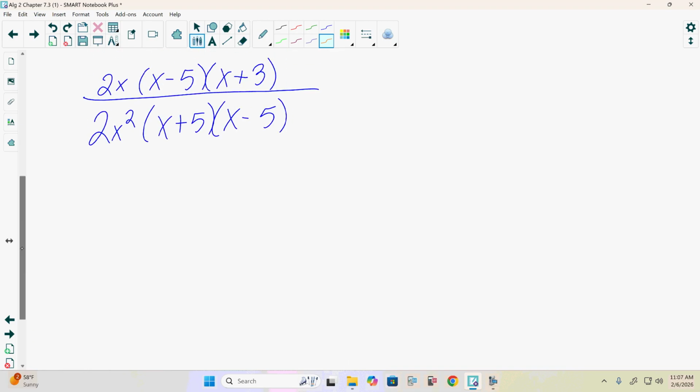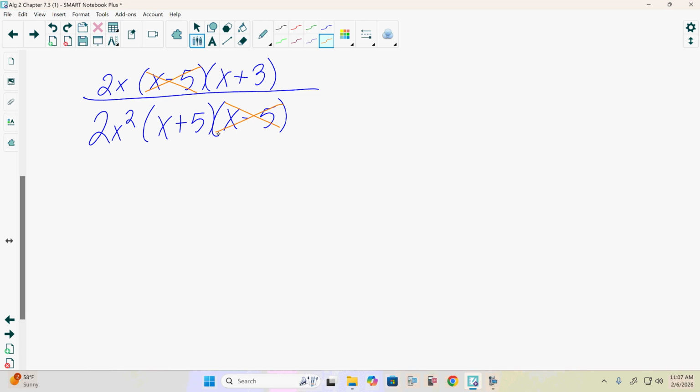Questions on how we got to this point here before we start simplifying? So, x minus 5, x minus 5. x plus 3 and x plus 5 won't simplify. Now, our first term up to this point, we've just crossed it all the way out, yes?